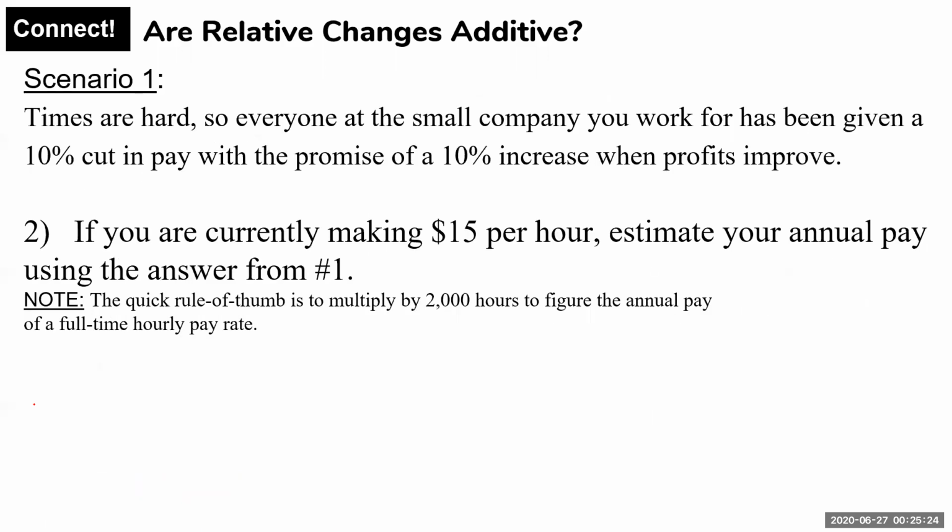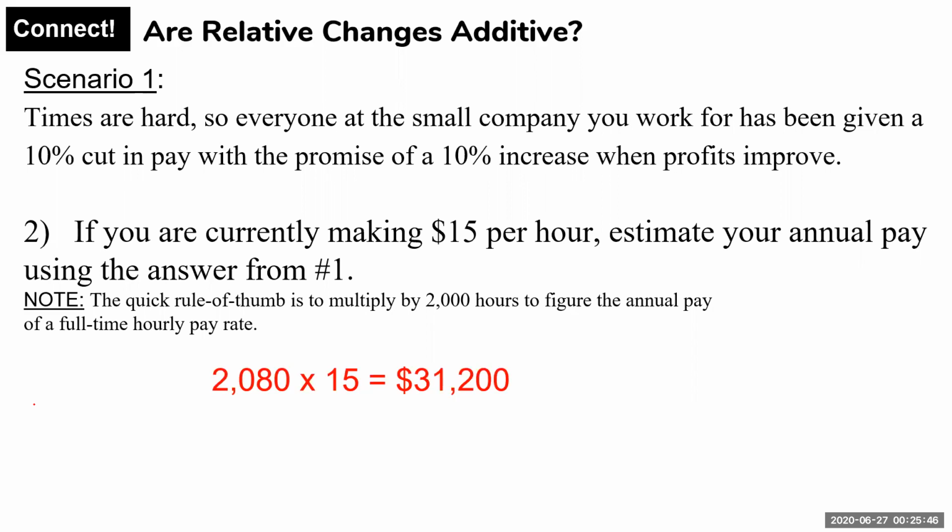Okay, now follow through systematically. If you are currently making $15 per hour, you want to estimate how much you make at the end of the year. So now we are going to multiply $15 by the number of hours you work in a year.